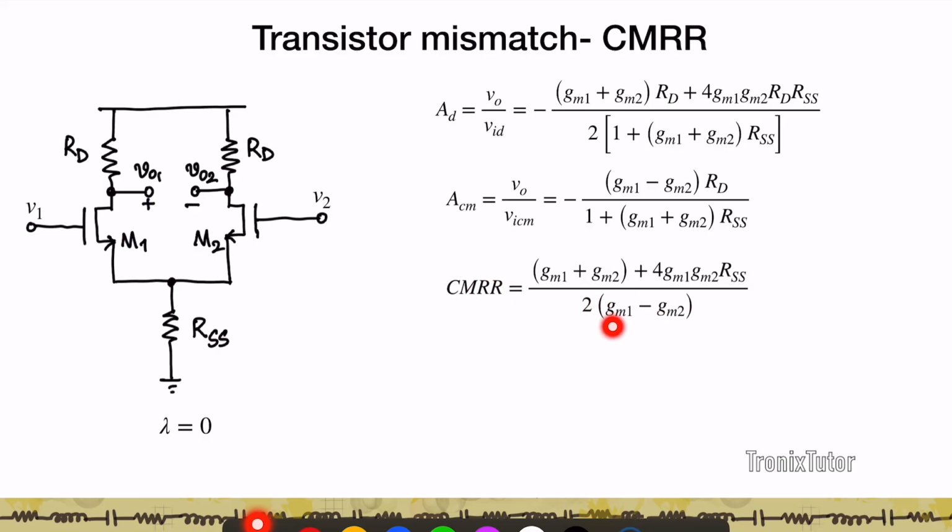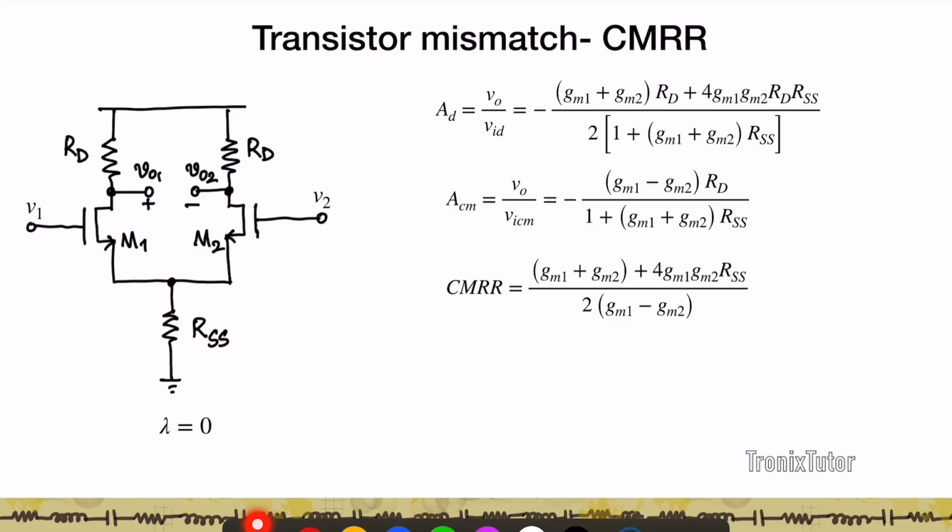CMRR is inversely proportional to GM1 minus GM2. Right? Now this is the mismatch. So the larger the mismatch between the transistors, the smaller the CMRR. And the second thing you see here is CMRR is directly proportional to RSS. RSS is the impedance of the tail current source. So the higher I make the impedance of the tail current source, or as I make the tail current source ideal, I'm going to end up getting a high CMRR.